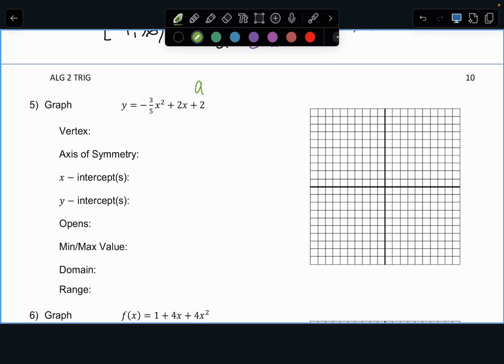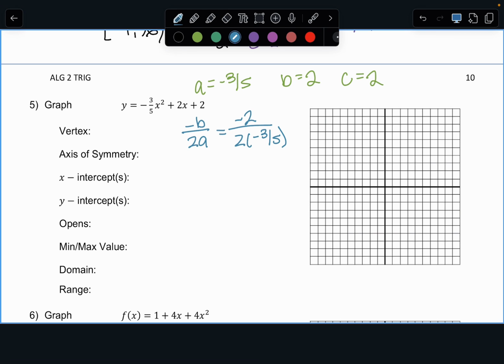What's A? -3/5. What's B? 2. What's C? 2. My vertex is at -b over 2a. So -2 over 2 times -3/5. The fractions begin.